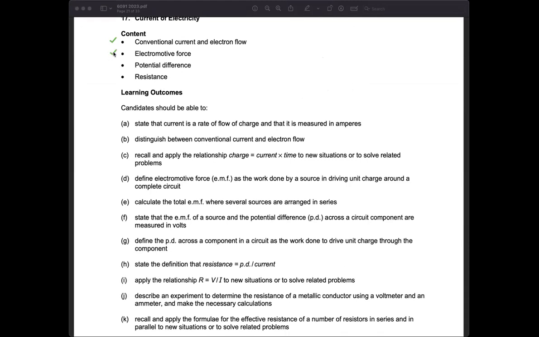We talked about EMF and potential difference last week. So this week we'll be talking about resistance. Last week we mentioned A, B, C. Y'all just take a minute to read through A to G. Let me turn on my fan. Then we will continue with the last part, called resistance.